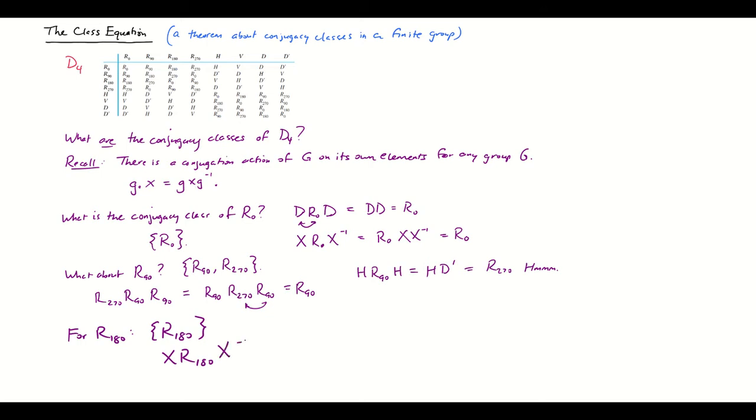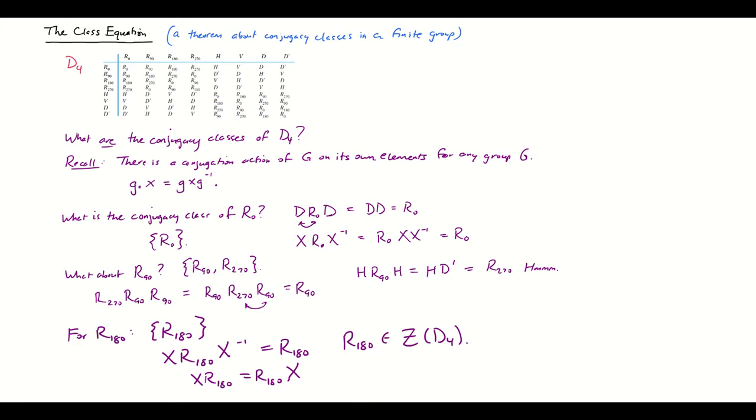So what I'm claiming here, and you can verify this just by checking elements one by one, is that this is always R180. If I multiply on the right by x on both sides, I get x R180 equals R180 x, which means this is another way of saying R180 commutes with everything. R180 belongs to the center of this group. You may not have known that, but there is actually a non-trivial center to this group. It consists of the identity R0 and R180.